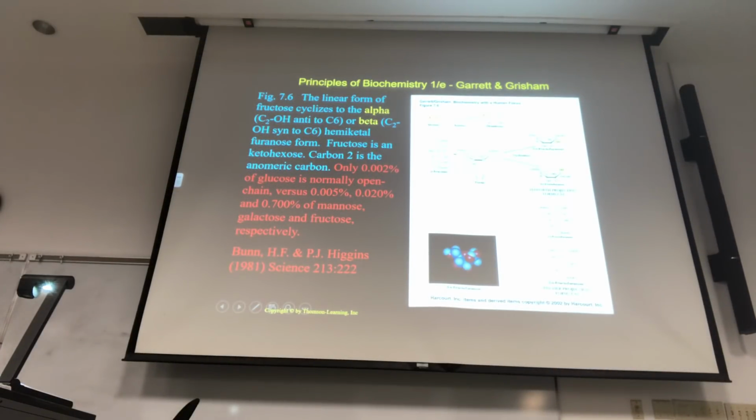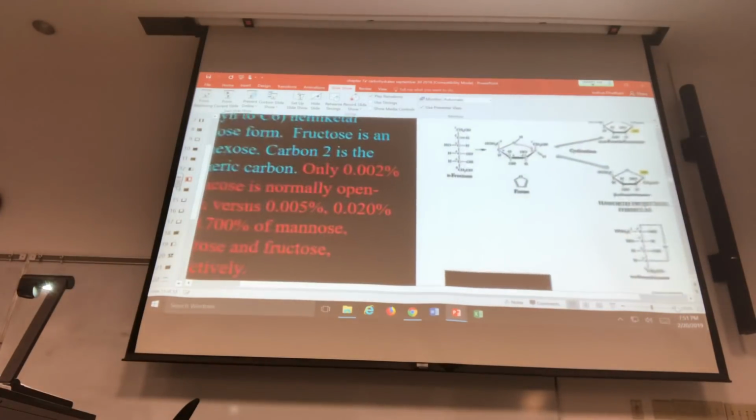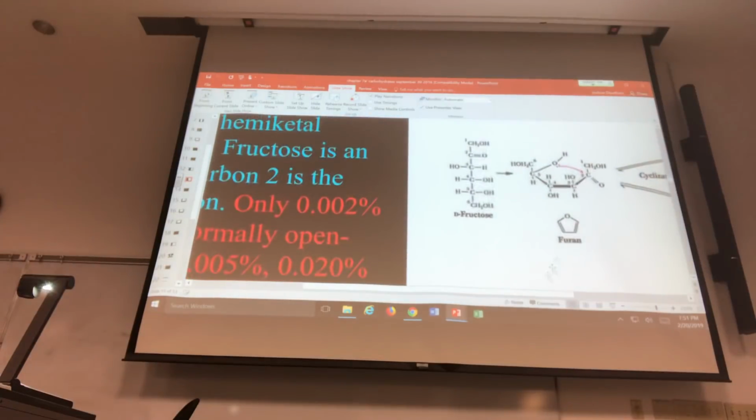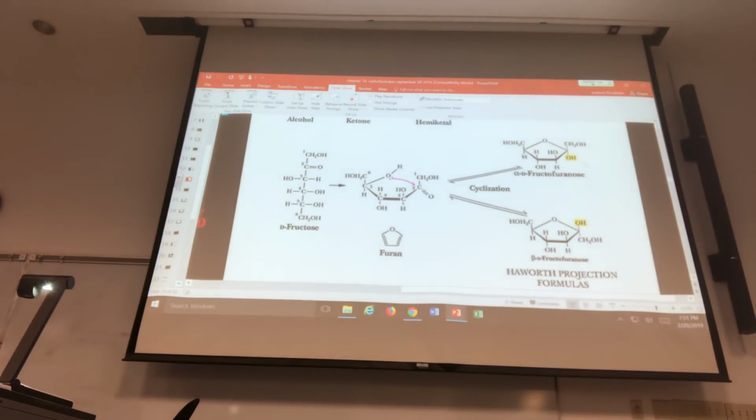All right, let me zoom in here. All right. So fructose here is a 5-membered ring. Okay. Fine.